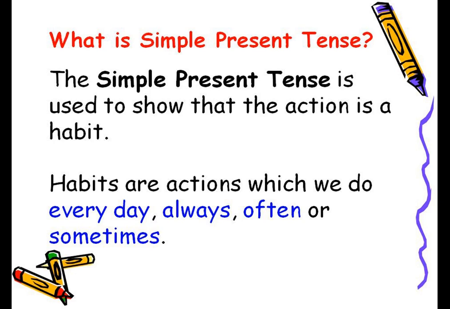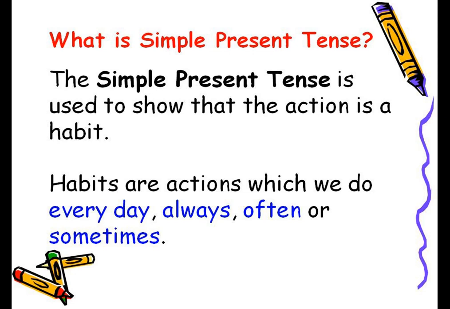Now we will see what the simple present tense is. The tense which is used to show that the action is a habit, which means it is regularly performed. Here the definition is given: the simple present tense is used to show that the action is a habit. Whatever things we are doing, it shows the action. For example, every day, always, often or sometimes. These are examples of the simple present tense. And there is one more example.